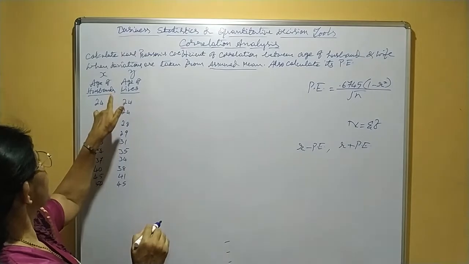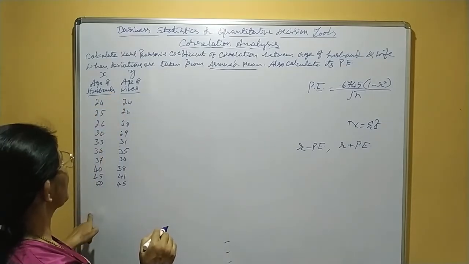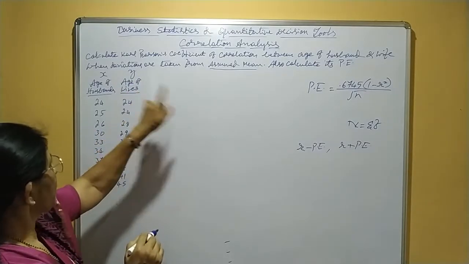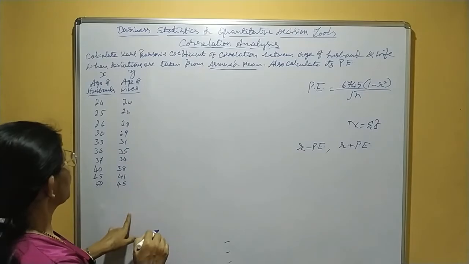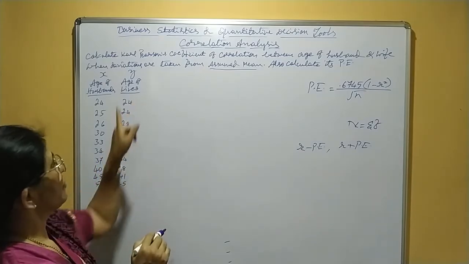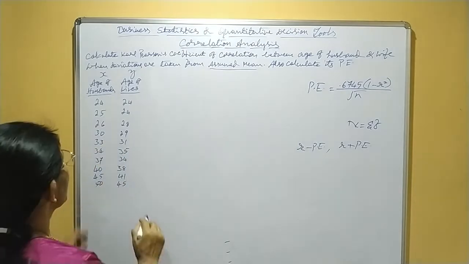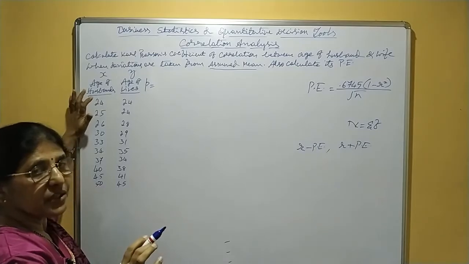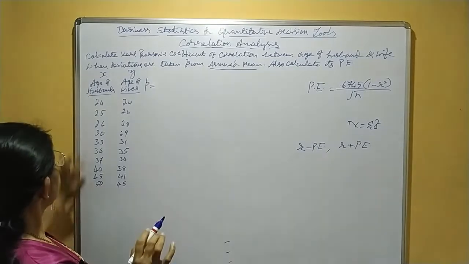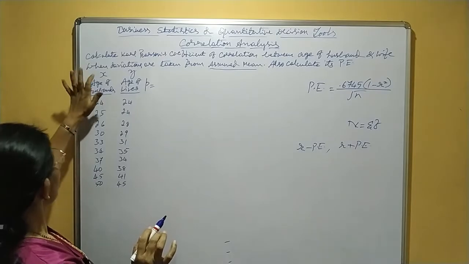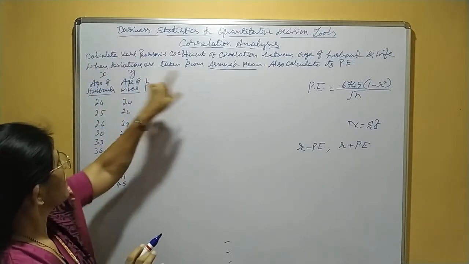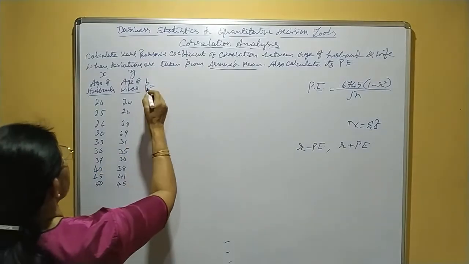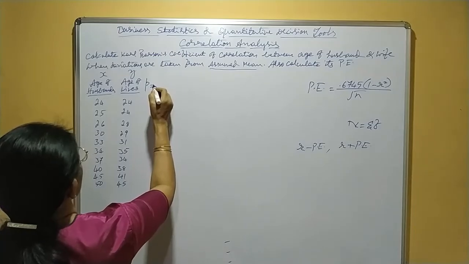Here P refers to the deviation of values of variable x from the assumed mean. In case of Q, it is the deviation of values of variable y from the assumed mean. Now here P equals the deviation of each value of variable x from the assumed mean.